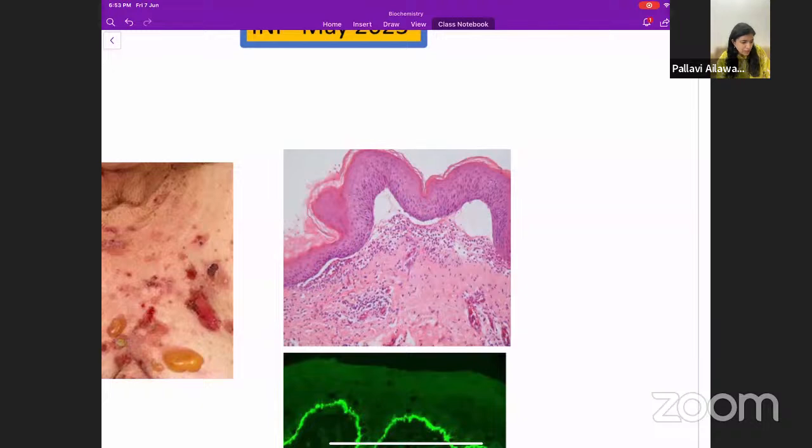Can you tell me a biologic that is used in pemphigus?